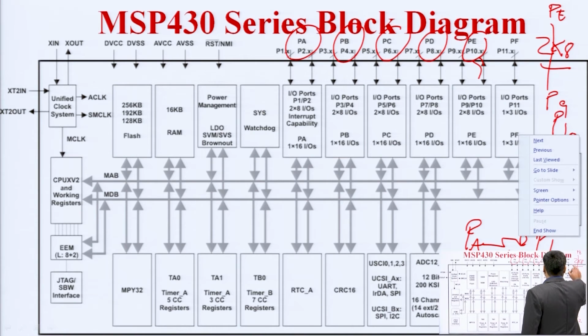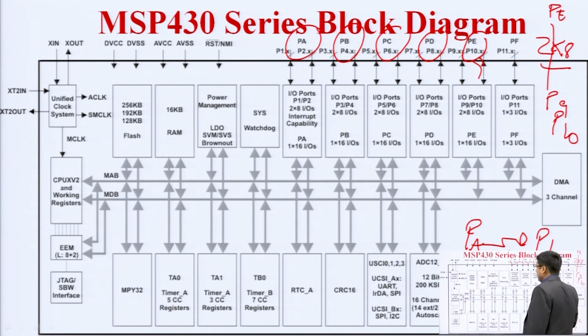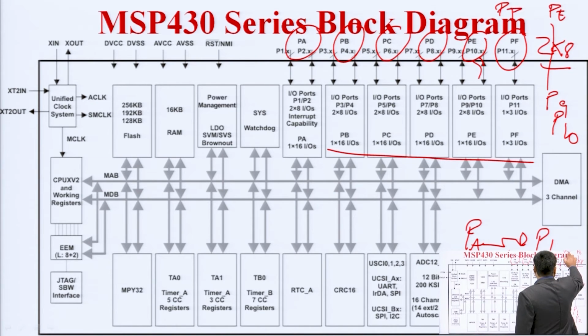Okay. And this is the flex system. So we can say here that input output ports are available in this register. Another port is PF. PF has only 1 into 3 capacity. Others have a 2 into 8 capacity. Okay. So this has only 3 input output ports.